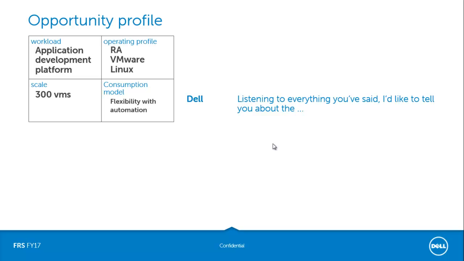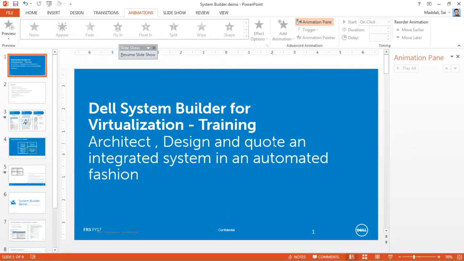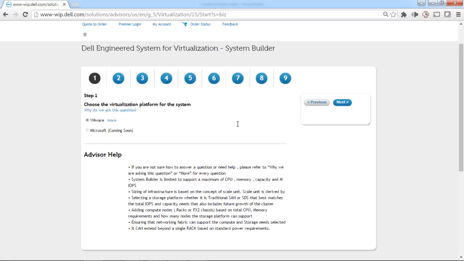Having heard all of it, and captured those four critical requirements that I talked about, let's see how Jane can use System Builder to provide a fully validated, tested, and fully supported recommendation for the customer. So I'm going to log into System Builder in a second. The first thing in our example is to select the operating environment for the customer. The customer has clearly told us that it's a VMware shop.